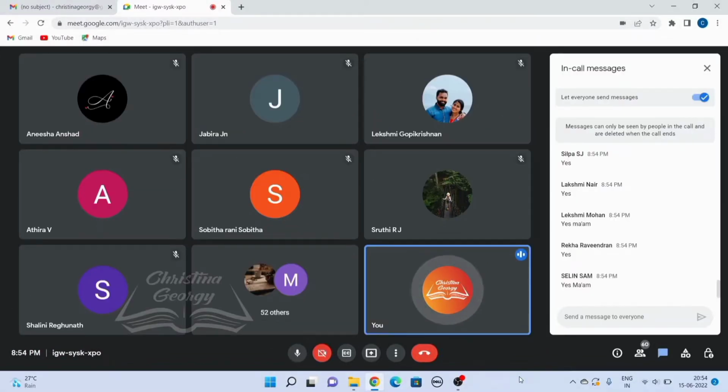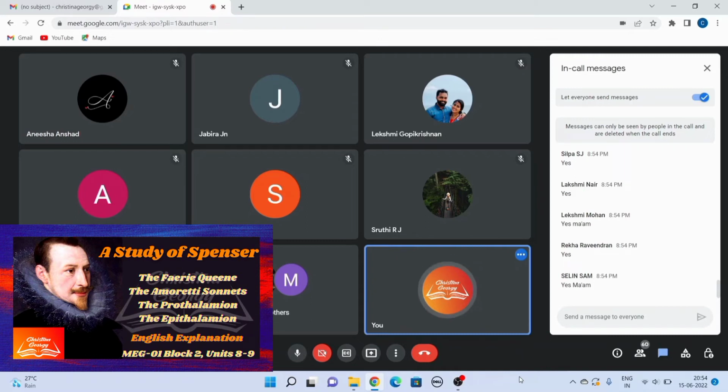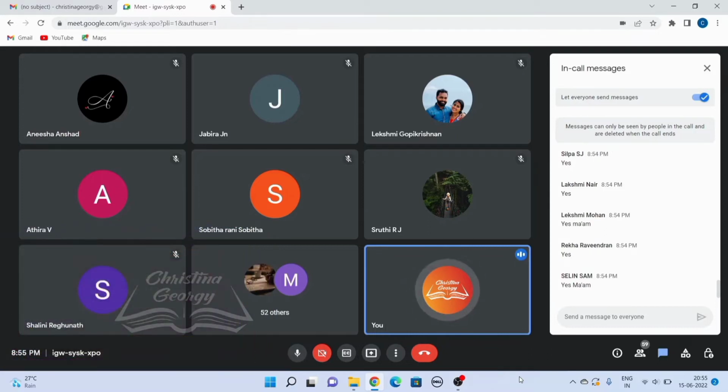In our previous session, we discussed units 8 and 9 of block 2, a study of Spenser, where we discussed the life and works of Edmund Spenser. Now let's move on to unit 10 titled Spenser's Poetry 1. In this particular unit, we will look at Spenser's sonnets from the Amoretti sonnet sequence.